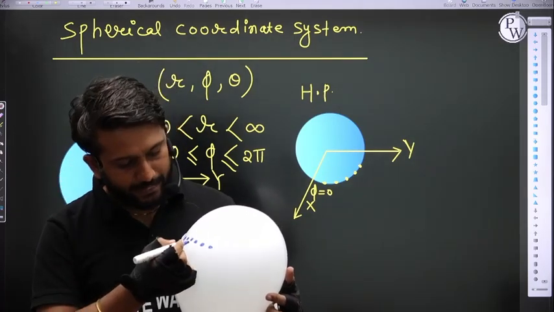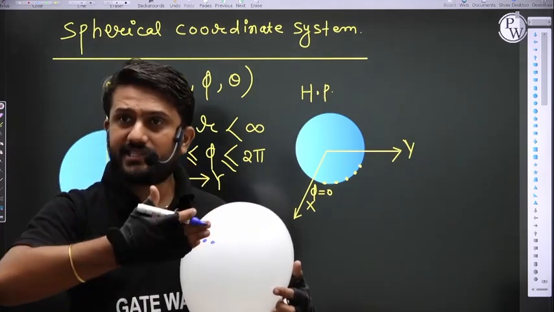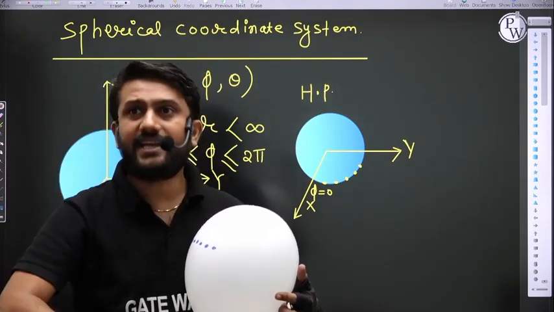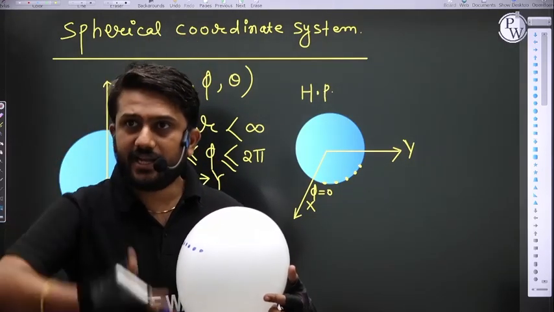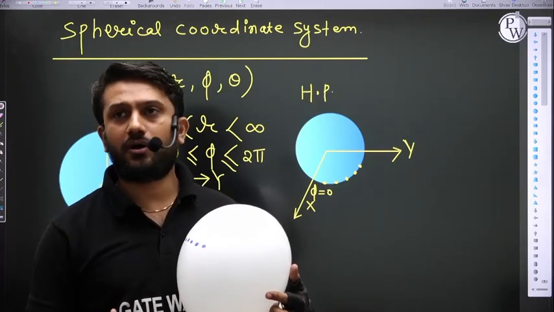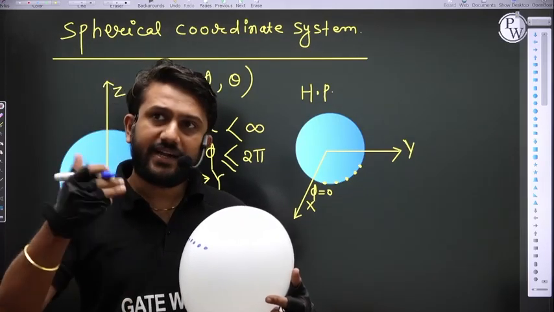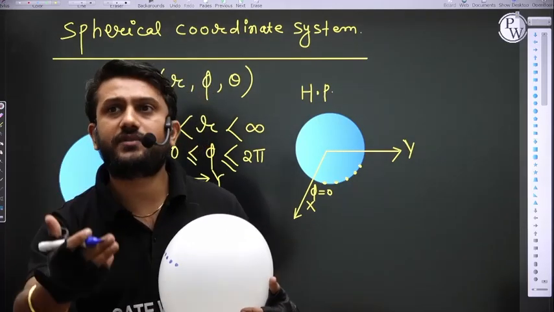Now see here. If you cut this sphere vertically, then you observe the vertical plane, na? And in the vertical plane, again you observe a circle.